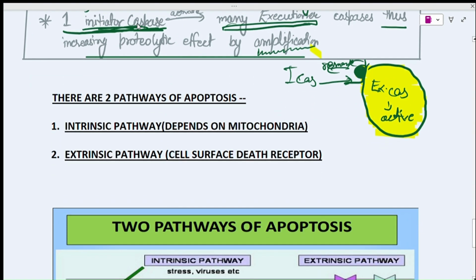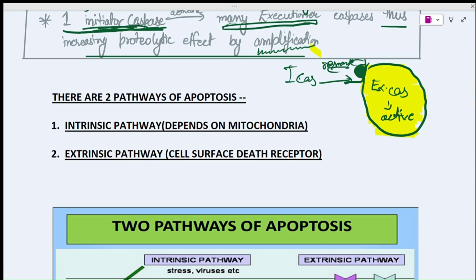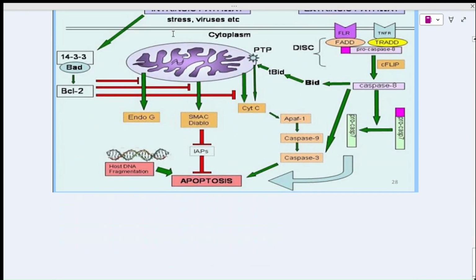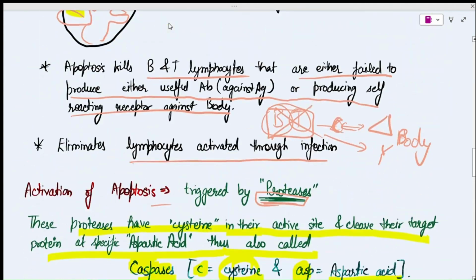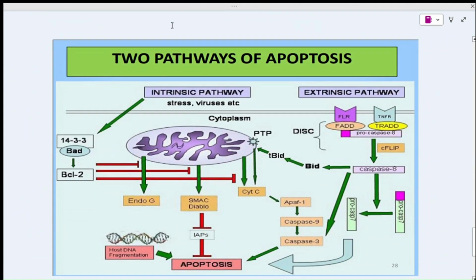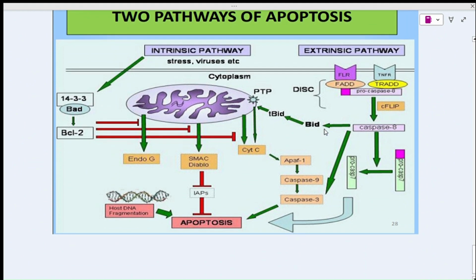There are two pathways for apoptosis. The first is the intrinsic pathway and the second is the extrinsic pathway. Now, as in this video I am going to teach you the basics of apoptosis, that's why I'm ending it here. But in the next chapter, we are going to learn about these two pathways of apoptosis.